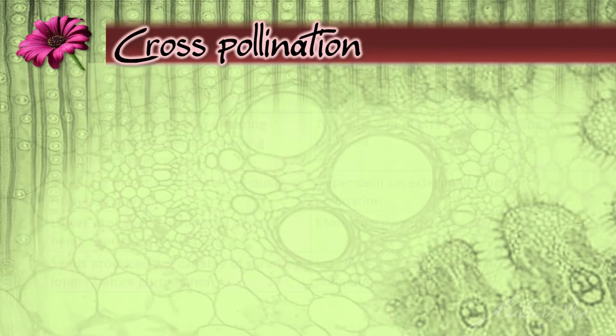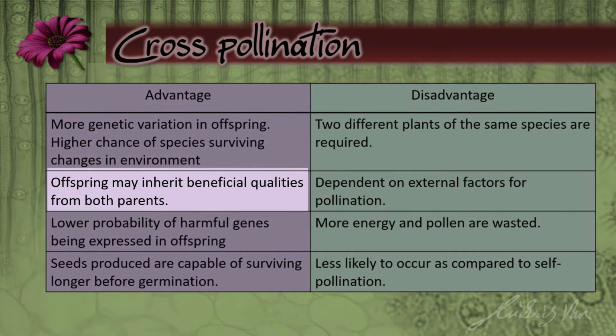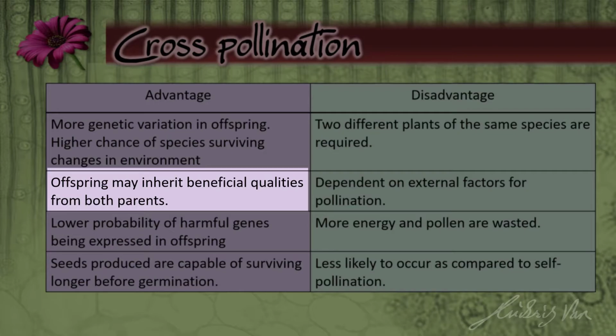So for cross-pollination, there's more genetic variation in offspring. That means a higher chance that some will survive when there's a change in environment. And those that survive can repopulate the area. Offspring can inherit beneficial traits from both parents. For example, the father may have good traits, maybe pest resistance. The mother may have the trait of producing a lot of ovules, so more seeds can be generated.